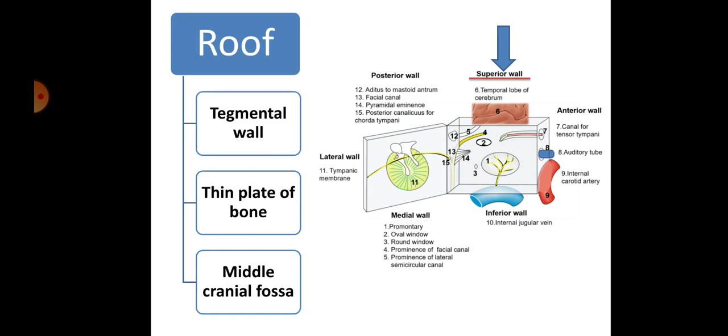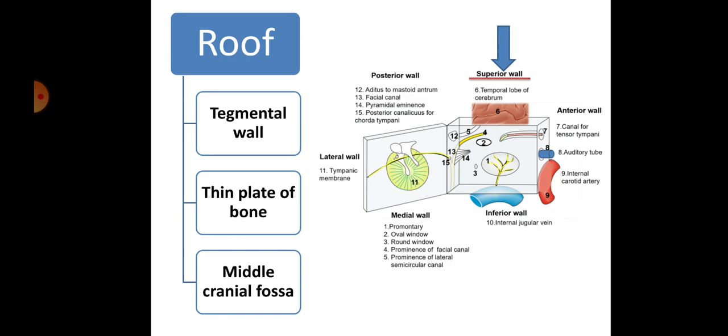Next we are going to discuss one by one. First one is the roof. The roof is also known as the tegmen wall. Why is it called the tegmen wall? Because the roof is made up of a thin plate of bone, and this thin plate of bone is known as the tegmen tympani.